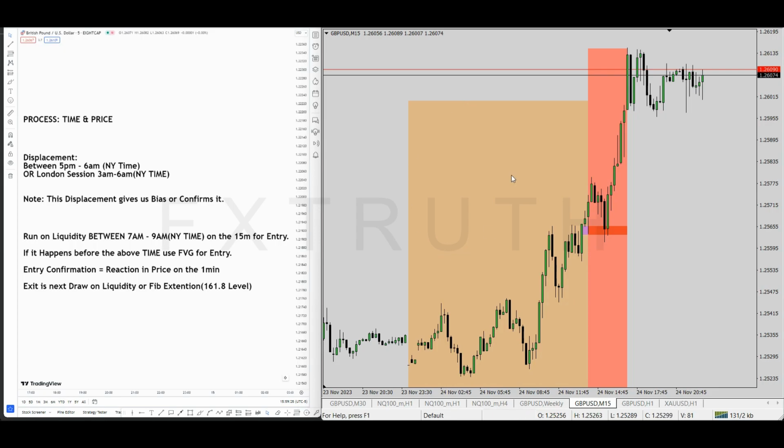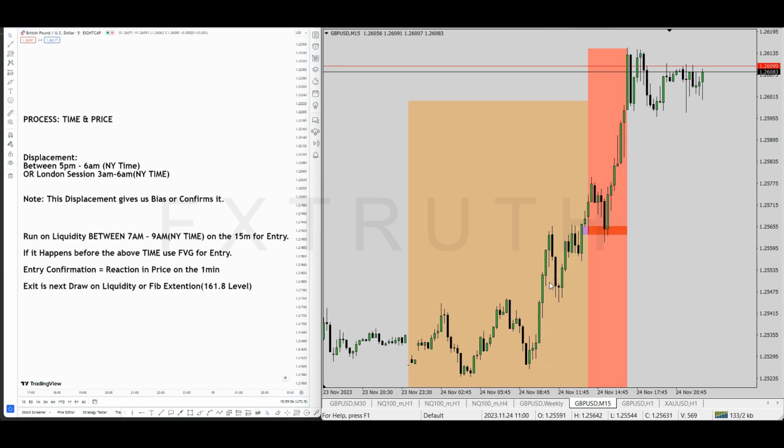So right here, you can see this orange or brown shaded area. We can see this is between 5 p.m. to 6 a.m. New York time. So this is when the daily candle actually started on this particular platform. It started from this area and it ended right here. Within this shaded area, we also have the London session, which is 3 a.m. to 6 a.m. So you just want to shade everything completely, which is 5 p.m. to 6 a.m., to avoid the confusion.